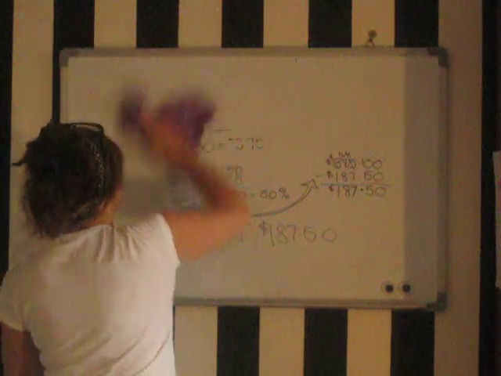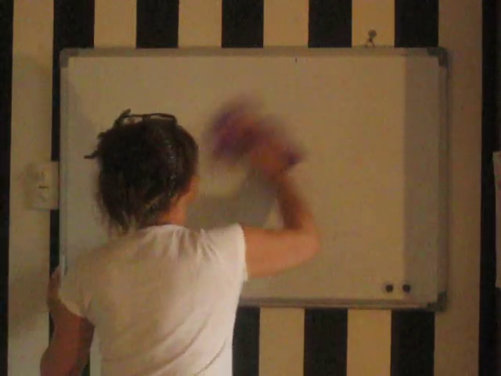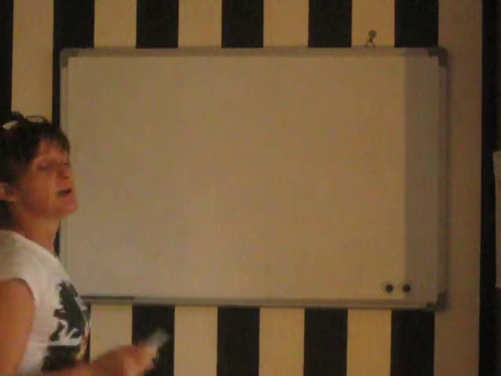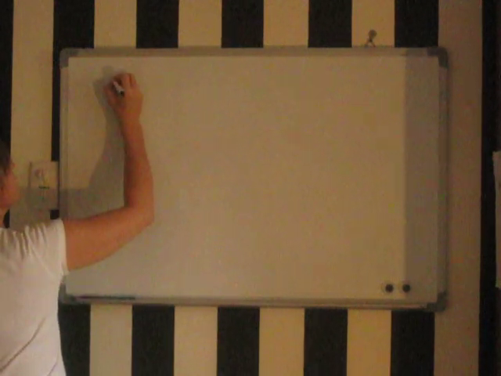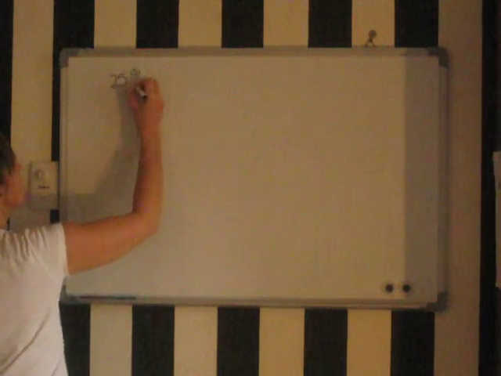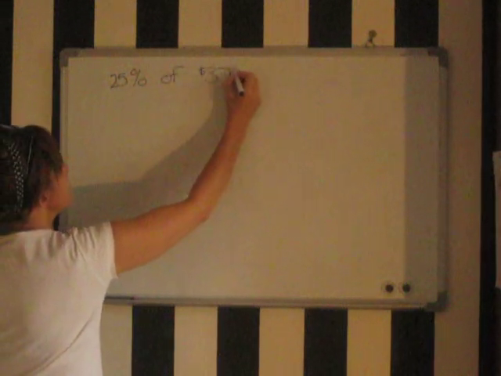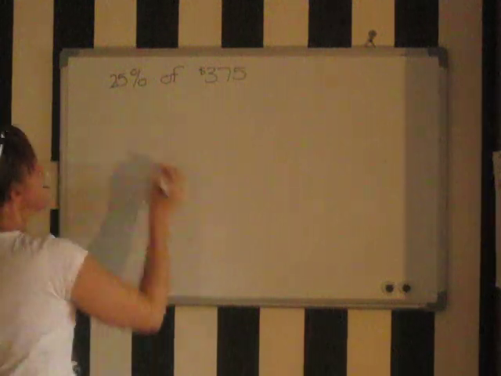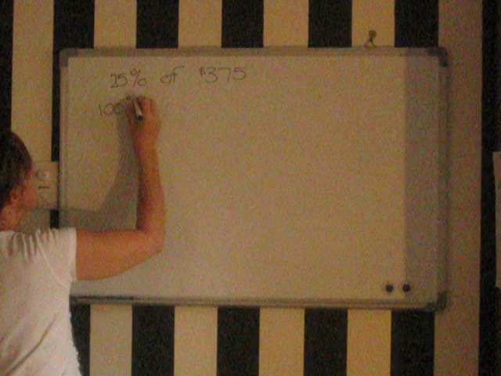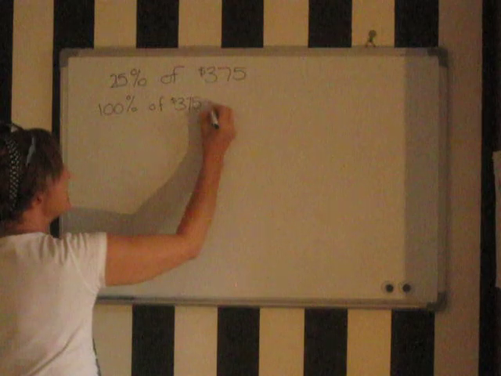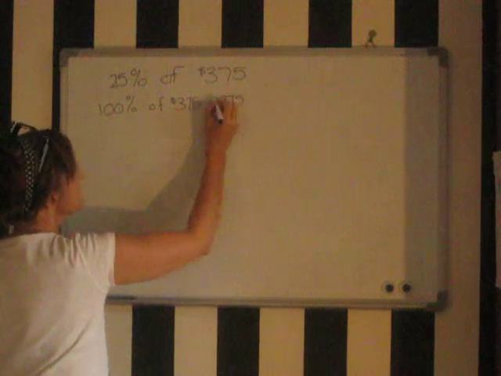25% off. Okay, so let's say that we'll do it with 25% off, okay? So 25% of 375. This is where your 1% comes in handy. Okay, 100% of 375 equals 375.